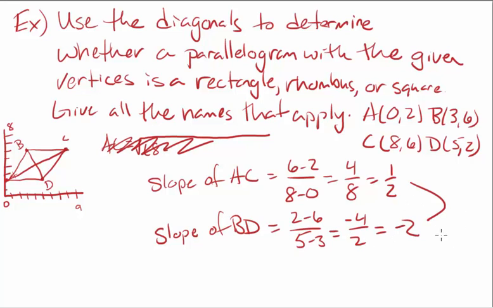Now you can see that these two are opposite reciprocals, and therefore, by our fun facts, the figure ABCD is a rhombus. So we know that it's not a square, it's not a rectangle, and it is a rhombus. Therefore, going back to our directions, we can name it as a rhombus.